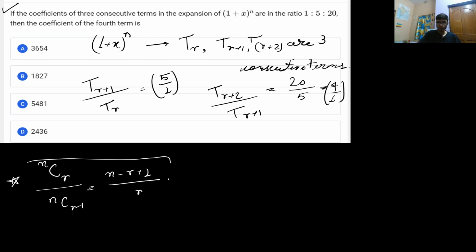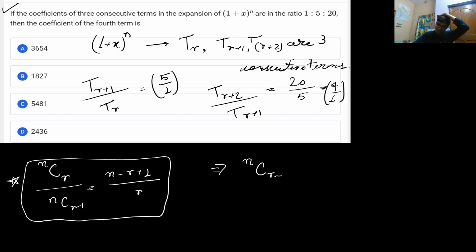So if you know this particular formula, the important formula, then you are able to solve this problem on your own. If you are looking for the r plus 1 term, what is the r plus 1 term? It will be nCr, 1 raised to the power n minus r, and x raised to the power r.